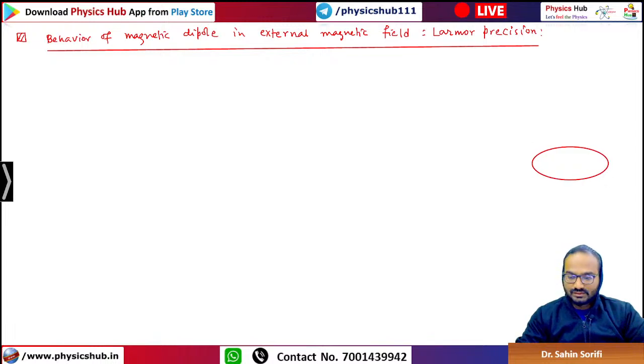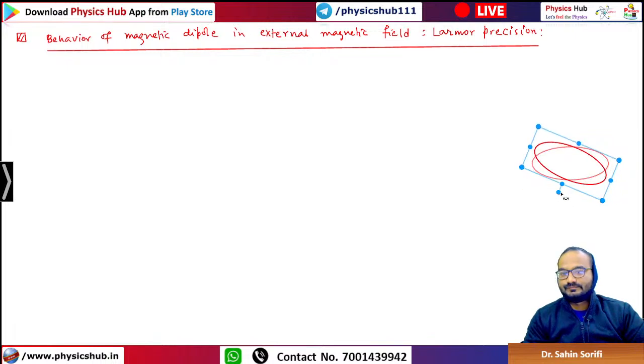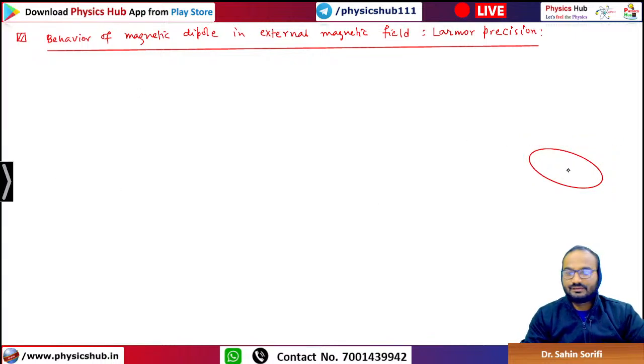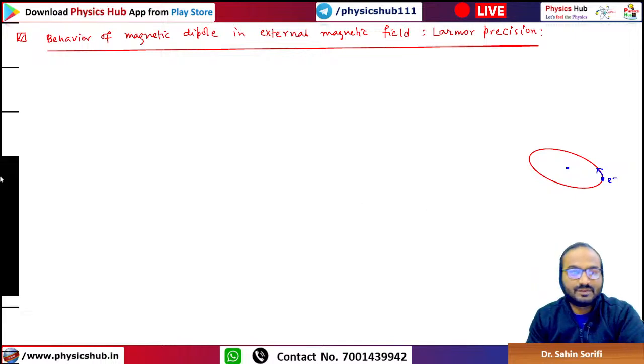Okay, so let's say we have an electron which is revolving around the nucleus in this way. This is circular. Actually, we have shown it from a different perspective, that is why it looks elliptical, but it is circular in nature. This whole loop will behave like a magnetic dipole, and you know the magnetic dipole moment is given by I, the current flowing through the loop, times A, the area of the loop.